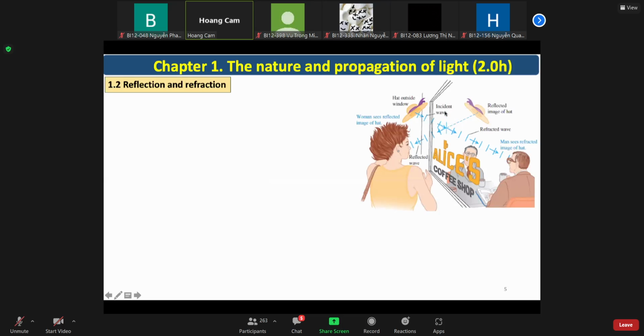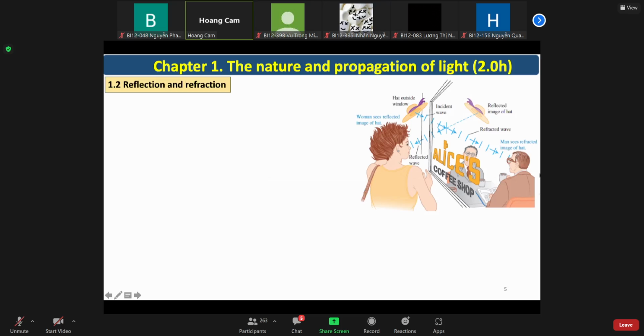So at the boundary between the air and the mirror, or we say the interface between the air and the mirror, the wave will be reflected. Yes, and that's why we see the reflected image of the head here. It is one process or one optical phenomenon.